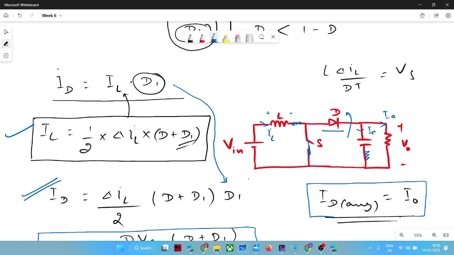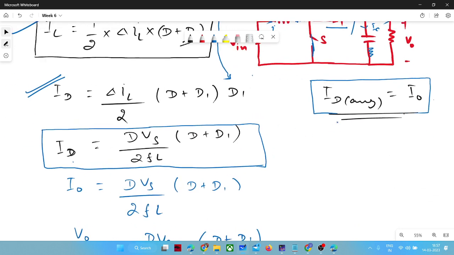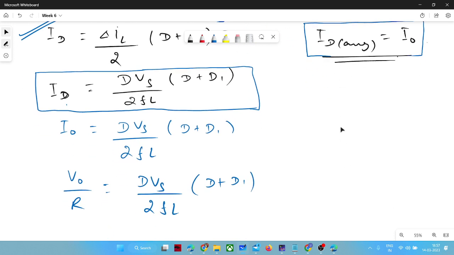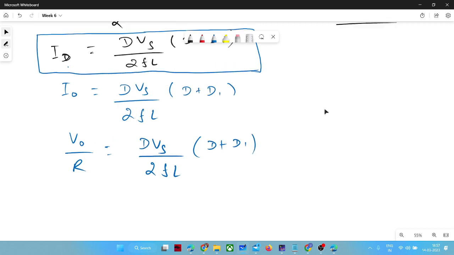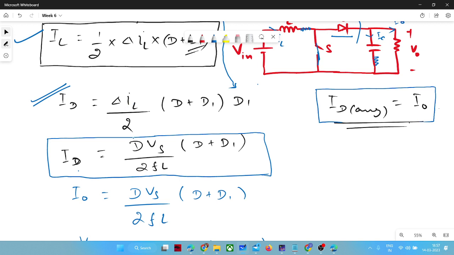Now we concluded that ID is equal to IL into D1. I just plugged in the value of IL in the expression of ID. Further, I wrote ID is equal to I naught, and I naught is nothing but V naught by R. Now one more manipulation I'm going to do, and that will be V naught by Vs. Sir, this dVs by 2FL, how did it come? Del IL value is what? dVs by FL, right? So del IL value is dVs by FL. The 2 was already there, and 1 D1 which I left.